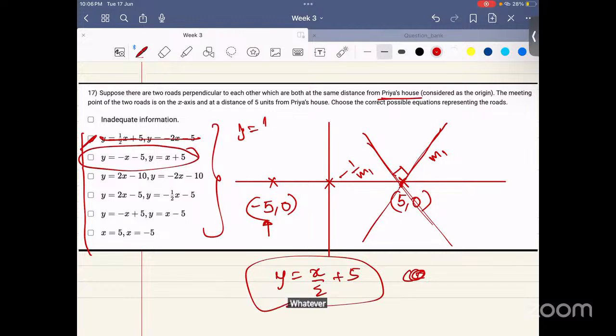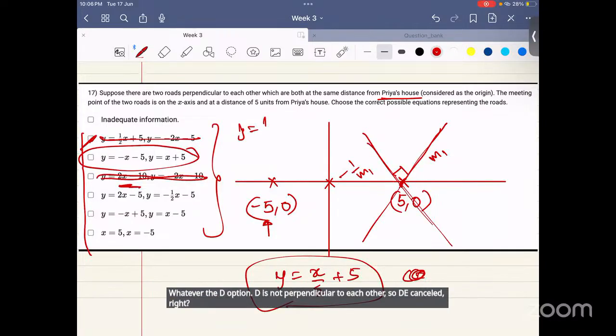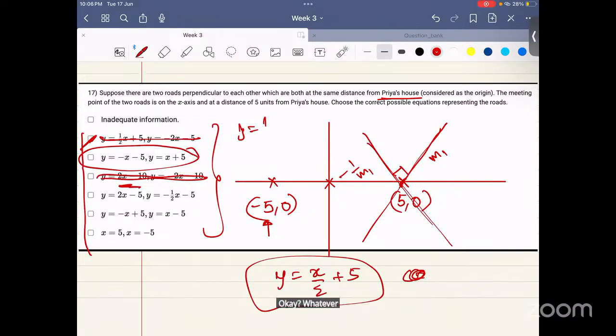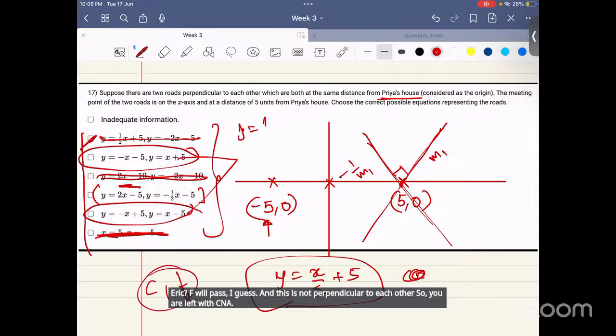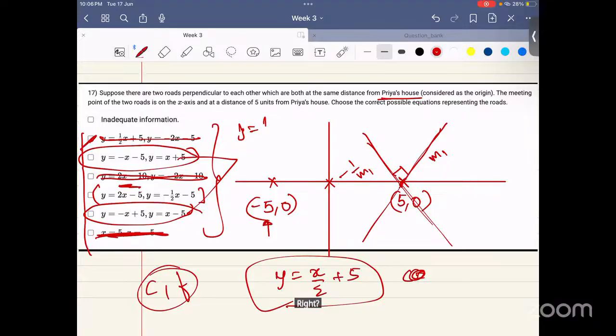Whatever the D option, D is not perpendicular to each other. So D cancelled, right? Right. Okay. This is E, right? E will also not pass through -5, I guess. It will not pass, no. Correct? Yeah. F will pass, I guess, and this is not perpendicular to each other. So you are left with C and F. Okay. Correct? Correct. Yeah.